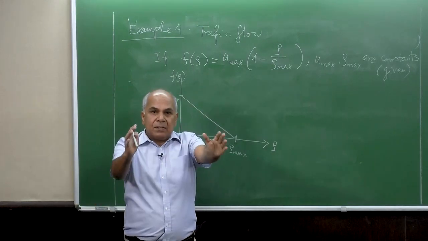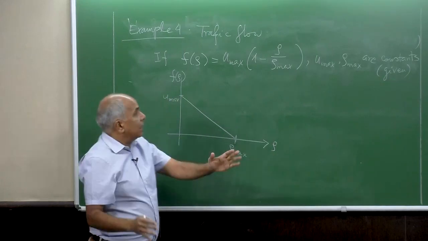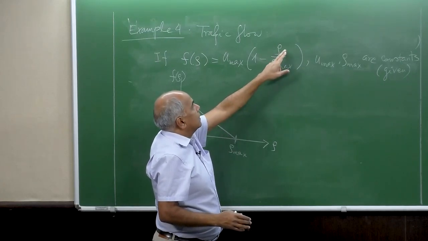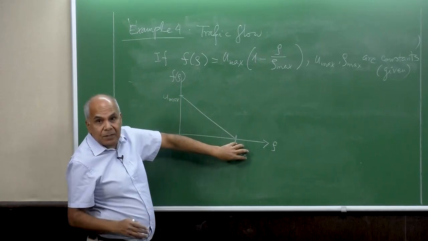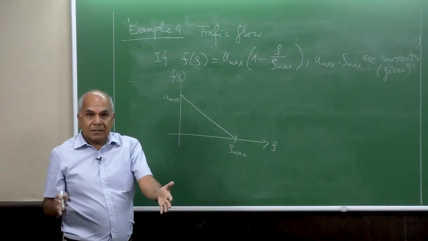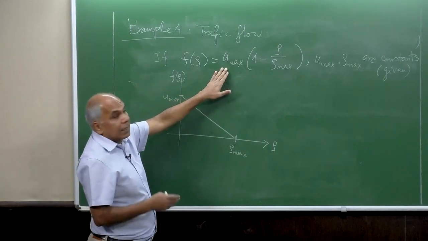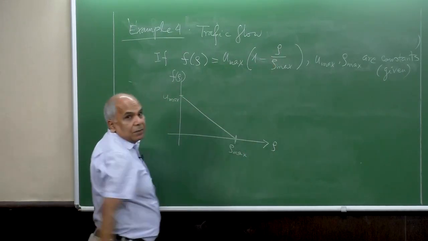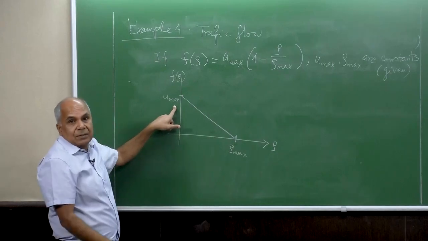For example, you have a road. On the road, if you reach the maximum density, so maximum density means rho is equal to rho max, what do we get? This is 1. 1 minus 1, 0, you get f of rho is 0. It means this is the jam. The car cannot move. The rho max is the jam, because the velocity of the car is 0. But if there is no car, so rho is 0, then the driver can drive with the maximum velocity he is allowed.